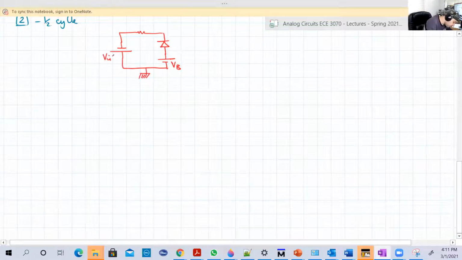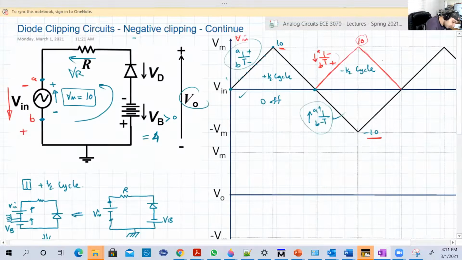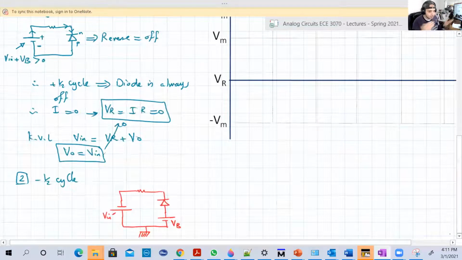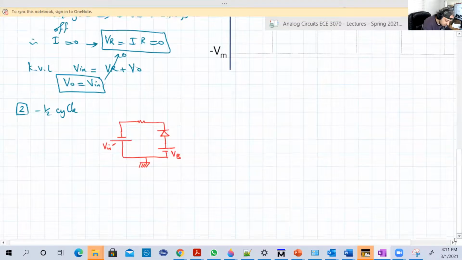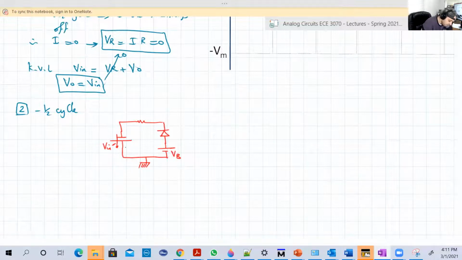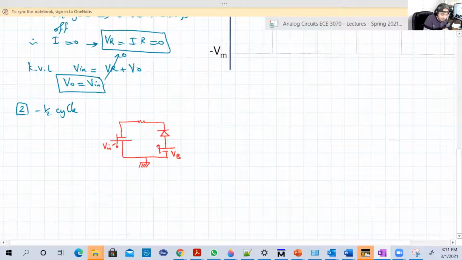Call it V input dash. So this is V input dash, which is just V input, but with negative polarity, minus V input basically, minus the original input. Okay, and this battery is giving you positive voltage, like for example 10, 5. And this is again positive. Now turn VB to the location of Vn. So we're gonna have something like this.